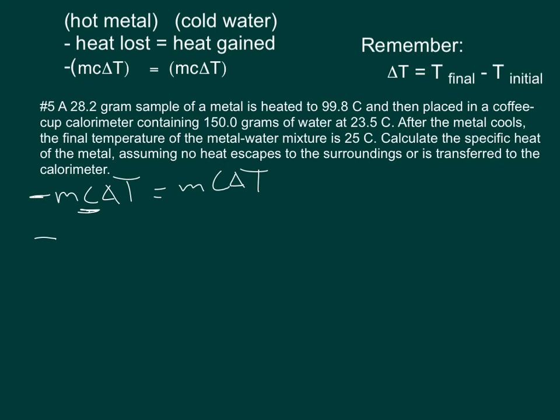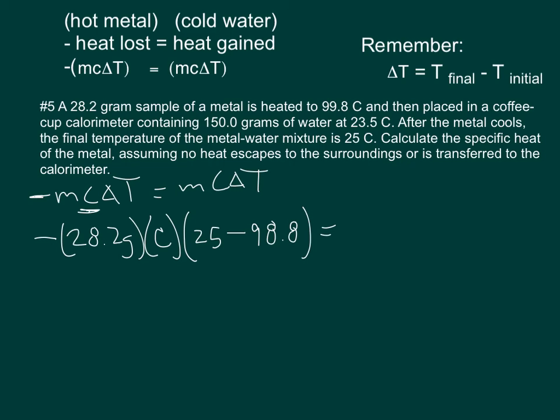Alright, so I'm going to put the negative sign here on the outside, and the metal's mass was 28.2 grams. The C we don't know, so I'll just leave it as the variable. And the change in temperature, the final temperature is going to be the same for both. They are both going to come to 25 degrees Celsius, but the metal initial temperature was 98.8. Alright, on the other side, the water's mass was 150 grams, and the specific heat of water, we know it to be 4.18. And then we need the change in temperature of the water, and that would be, it changes from 25 to 23.5.